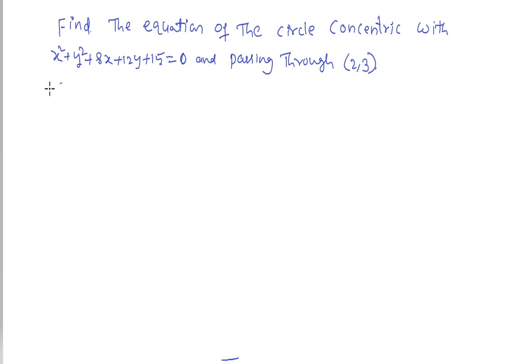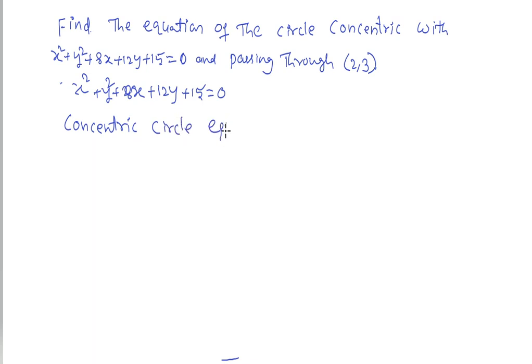Find the equation of the circle concentric with x square plus y square plus 8x plus 12y plus 15 is equal to 0 and passing through (2, 3). The given circle equation is x square plus y square plus 8x plus 12y plus 15 is equal to 0. Therefore the concentric circle equation is x square plus y square plus 8x plus 12y plus k is equal to 0, because concentric circles differ by a constant.